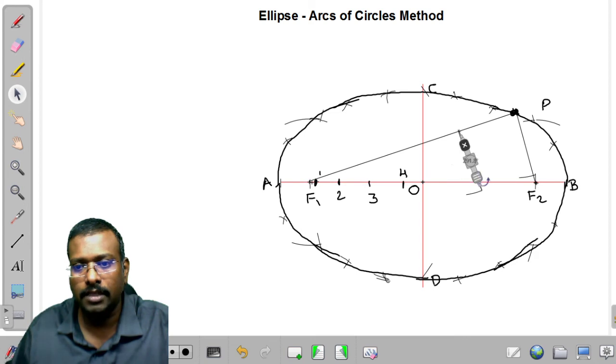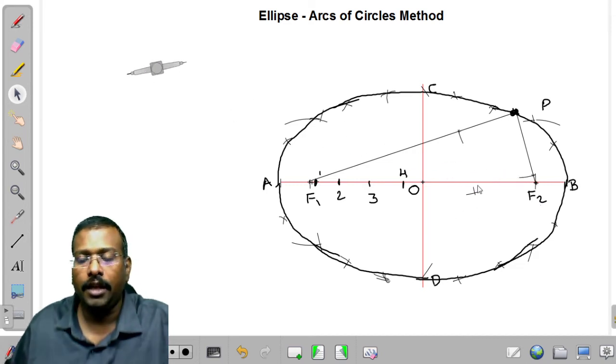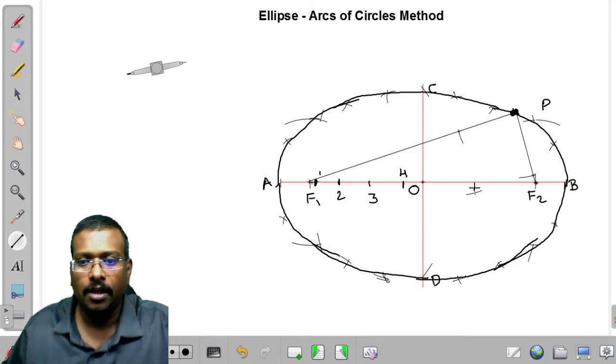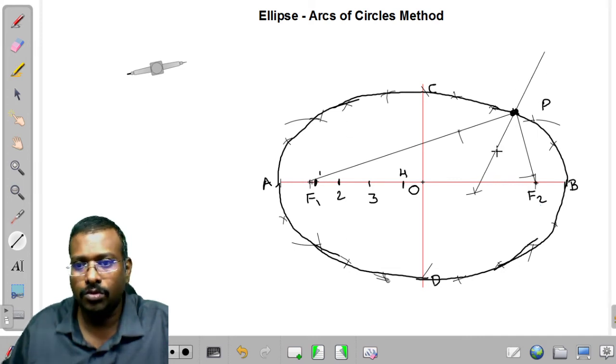One arc is like this. And next, another point is this particular point as center. Cut the arc. Wherever they intersect each other, that is the angular bisector. So the angular bisection of PF1 and PF2 will give the normal to the curve. So this is the normal to the ellipse.